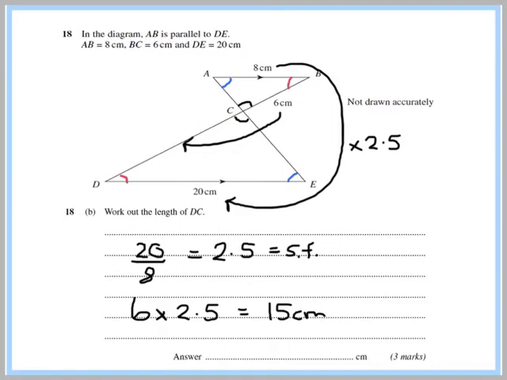Likewise, if I already knew that this was 15, or let's just make a number up here, if I put the number 25 in here and I wanted to work out this one, I'd have to work backwards, so I'd be dividing by 2.5 to get back down to there.